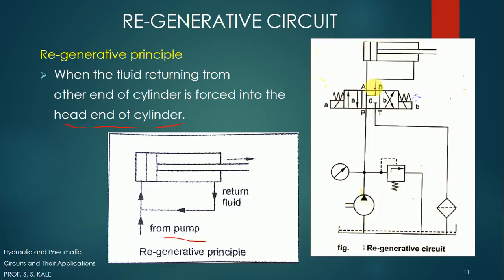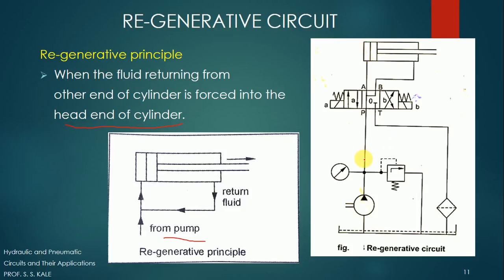This is a direction control valve. In the direction control valve we have 3 positions, position number 1, 2, 3. The middle position is the regenerative circuit position, whereas the other 2 are normal ones. When I keep the regenerative circuit position, the fluid coming from the rod end will enter into the head end and it will move forward.